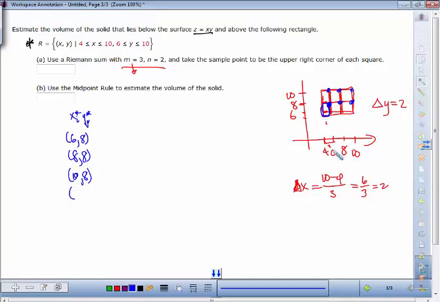My second row going up is 6, 10, 8, 10, and 10, 10. All right? So the nice thing is that my delta x and delta y are fixed. So just to look ahead a little bit, the area of my base, delta x times delta y, is going to be 2 times 2, which is 4. So we'll work that in a little bit later.